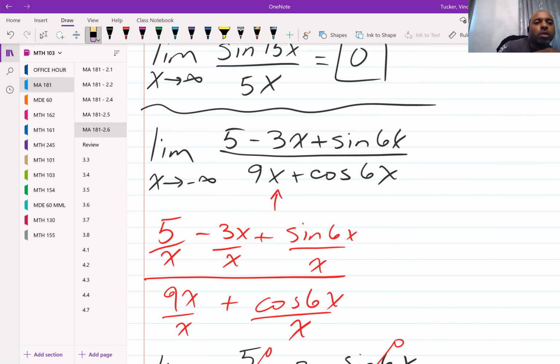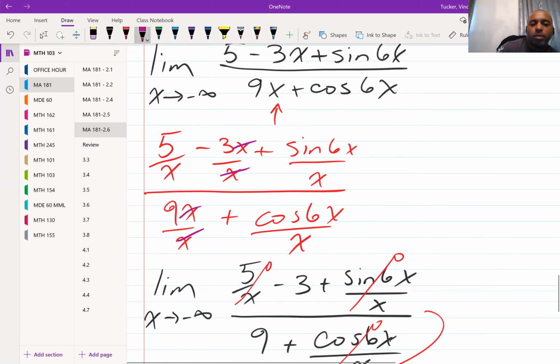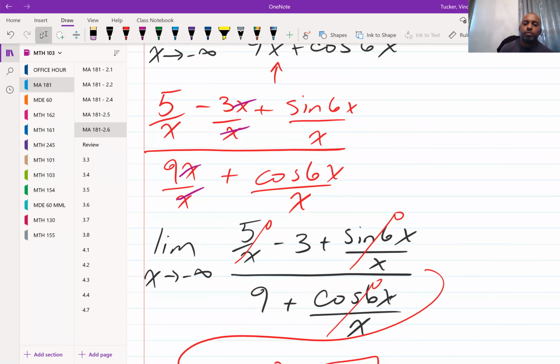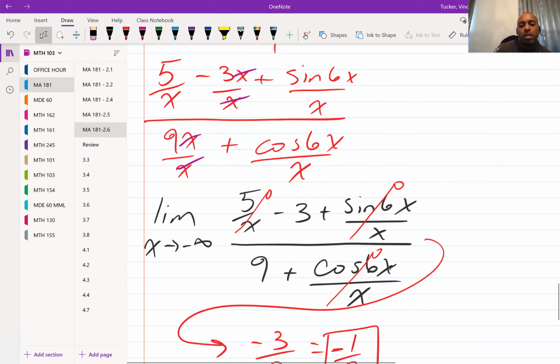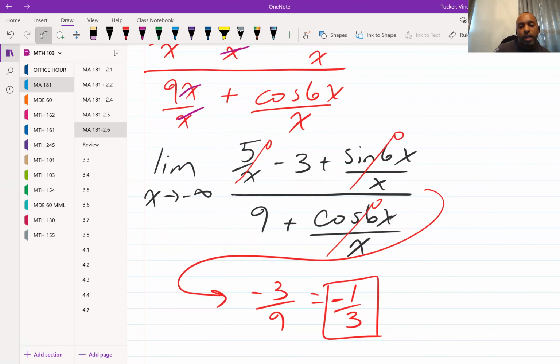All right, so x is canceled here and here, so we can evaluate that limit now. 5 over x goes to 0. 3 as a constant is fine. Sine 6x over x goes to 0. 9 is going to be fine as well. Remember, x is canceled. And then cosine of 6x over x goes to 0. And that leaves us with negative 3 over 9, which is negative 1/3.